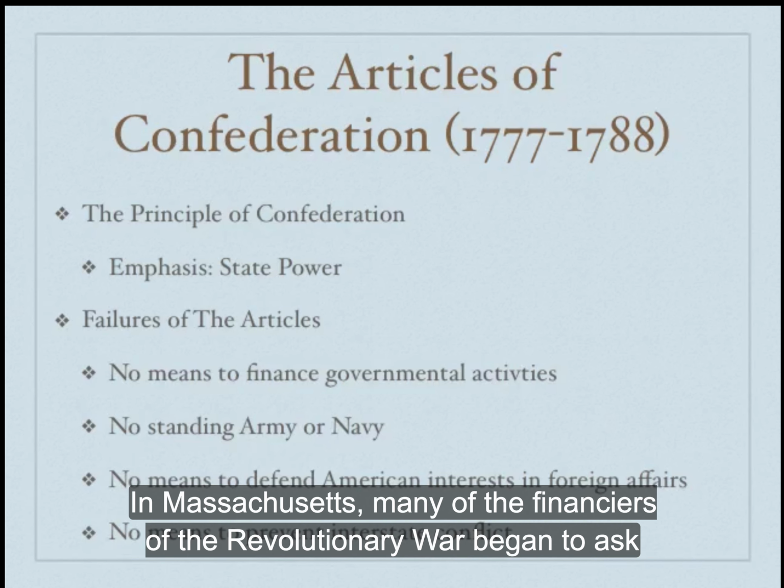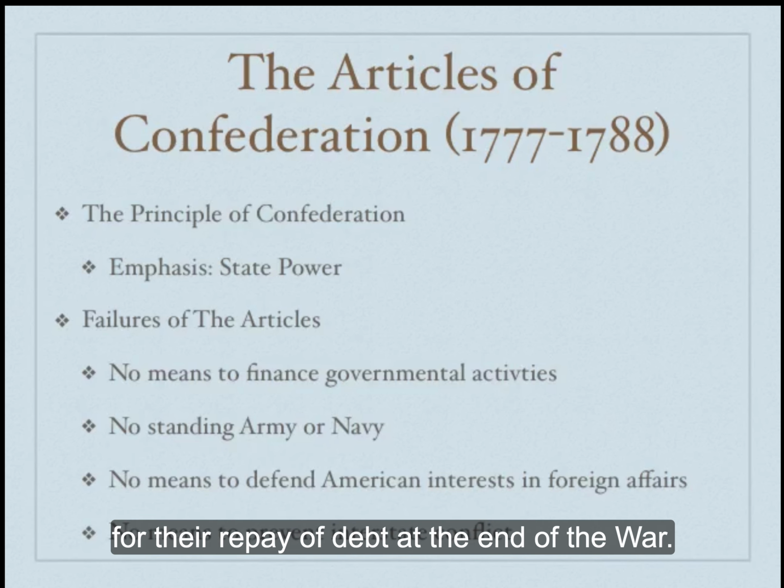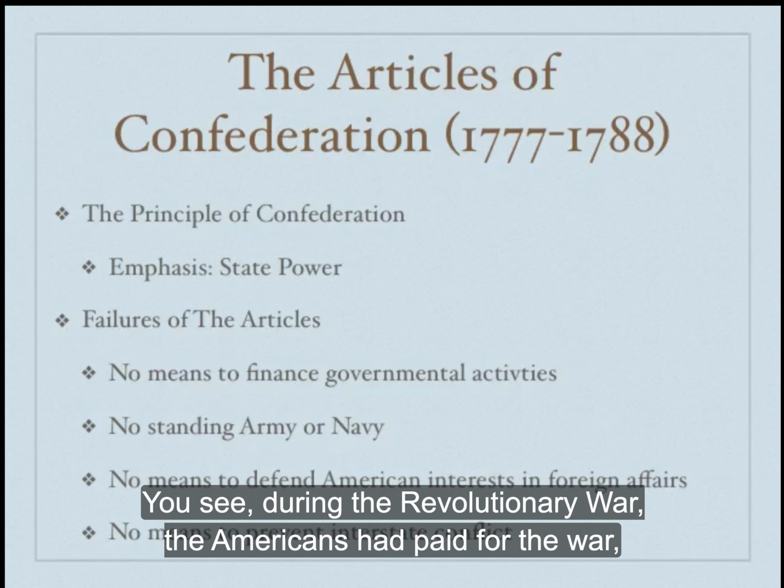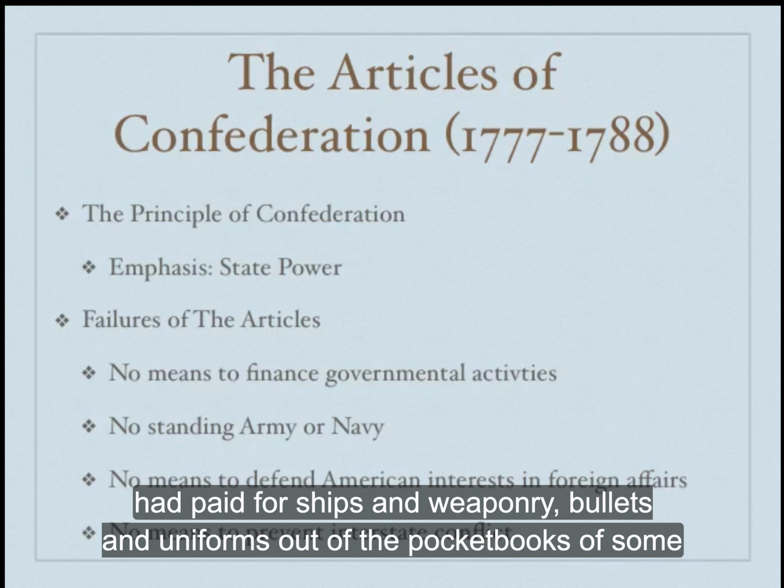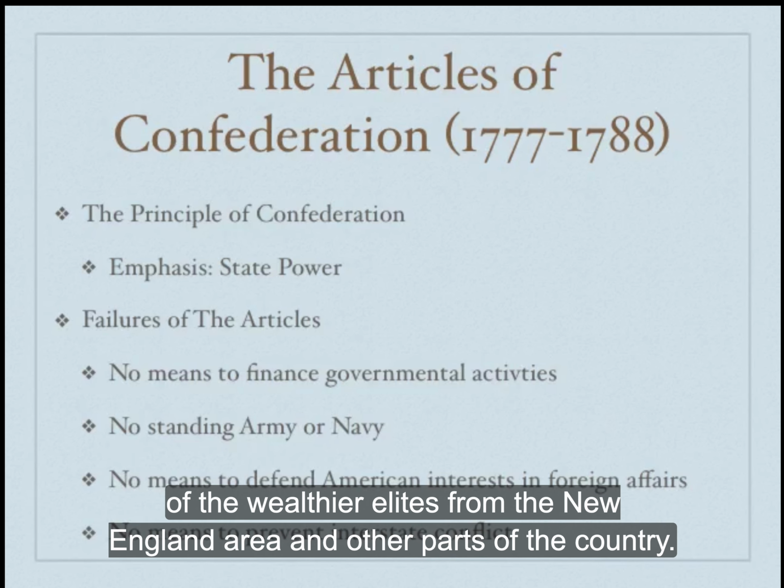In Massachusetts, many of the financiers of the Revolutionary War began to ask for their repay of debt at the end of the war. You see, during the Revolutionary War, the Americans had paid for the war, had paid for ships and weaponry, bullets and uniforms, out of the pocketbooks of some of the wealthier elites from the New England area and other parts of the country.